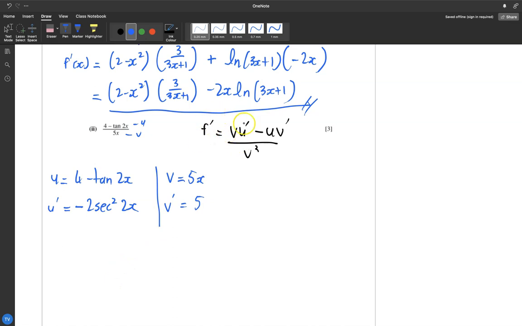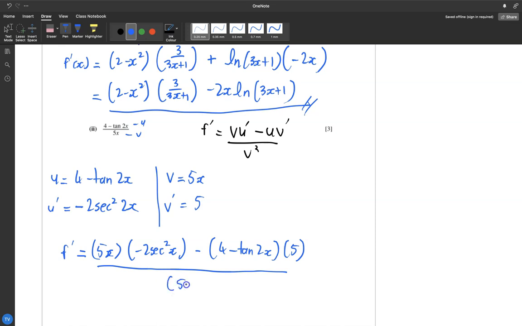The next step is just substituting here. So f prime is equivalent to 5x times negative 2 secant squared 2x, minus 4 minus tangent 2x times 5, and at the very bottom you have 5x squared. Again, you don't need to make any form of simplification. You can just leave it like this. If you do see any obvious simplification that you can make, then do it. But in this case, it's not really necessary. If you want, you can just take the 5 and put it in front. That's up to you.